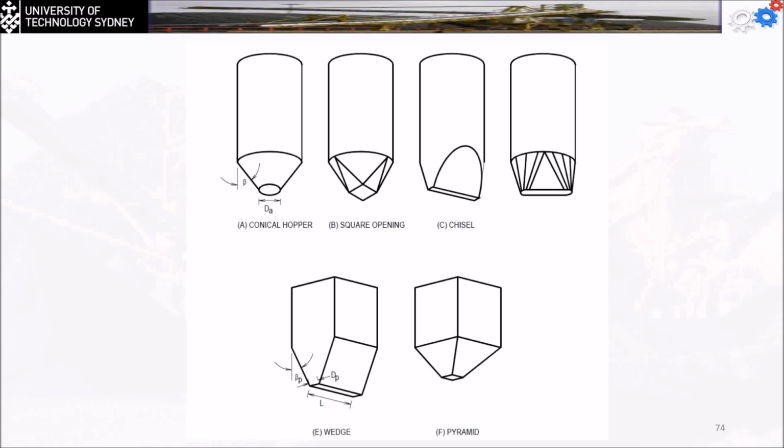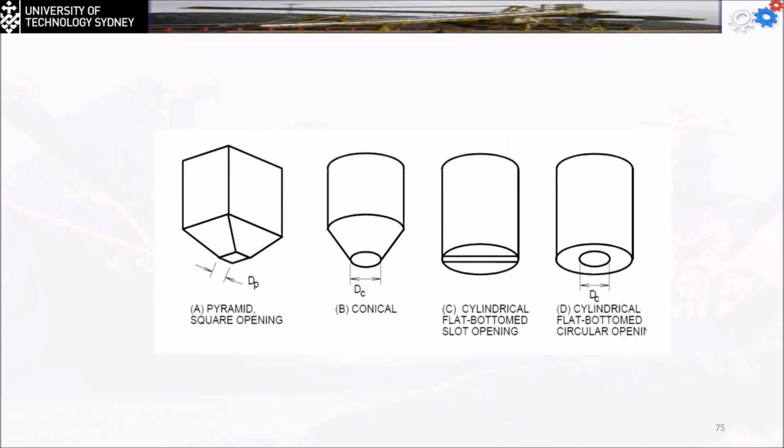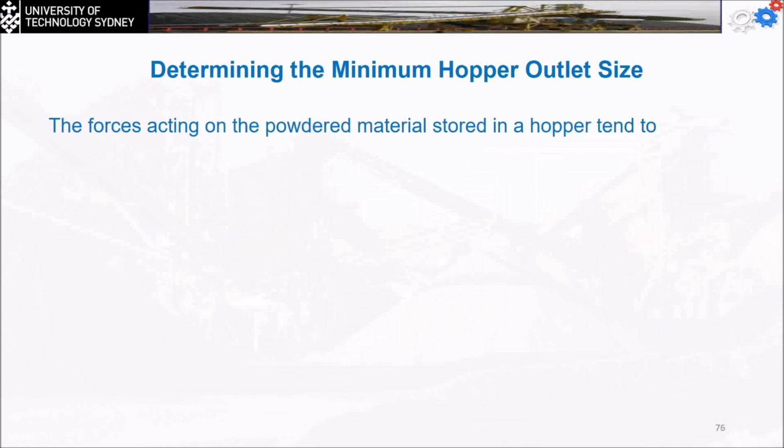So in this section, yes? The previous slide, please. The cylindrical flat bottom circular opening, can you give us an example as to where this will be employed? Well, where would you use such a design? The flat one? Yeah, it's very common. Most of the farm silos are flat. So wouldn't the material stay at the flat bottom?